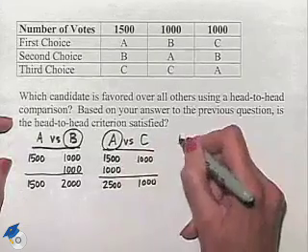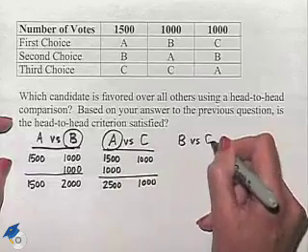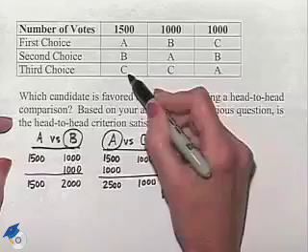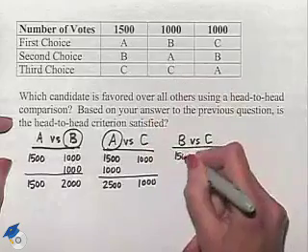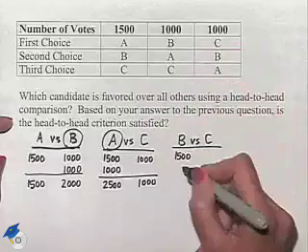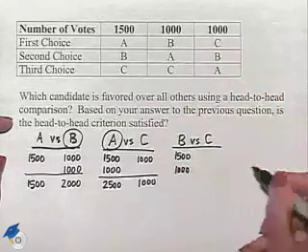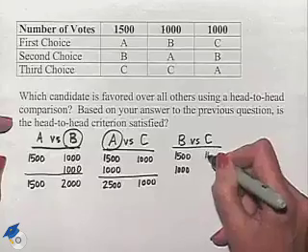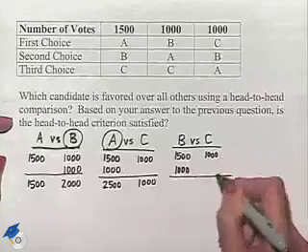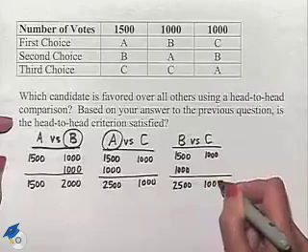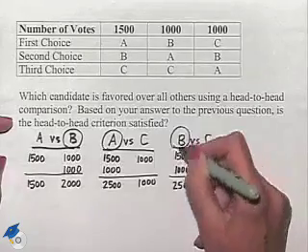And finally, let's look at B versus C. In our first column, B would be ranked above C, giving B the 1,500 votes. In our second column, B is ranked above C, giving B the 1,000 votes. In our last column, C is ranked above B, giving C 1,000 votes. So we have 2,500 votes for B and 1,000 votes for C, giving B the win.